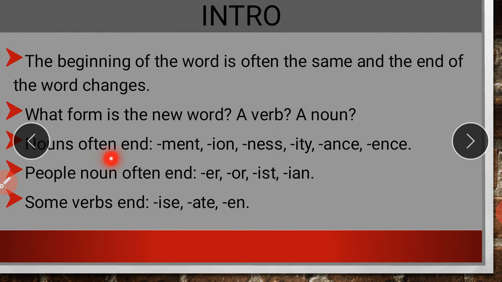Nouns often end with -ment, -ion, -ness, -ity, -ance, -ence. Likewise, the nouns always end like this. People nouns, for example: create, creator; write, writer; artist; music, musician. Likewise, it is given. Some verbs end with -ise, -ify, -ate, -en. Likewise, it ends.